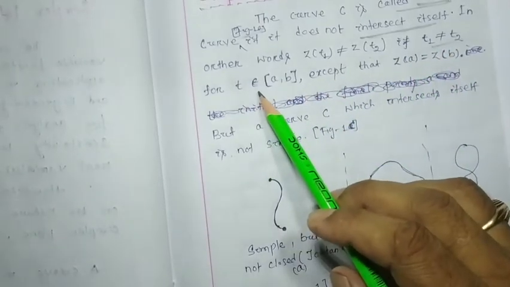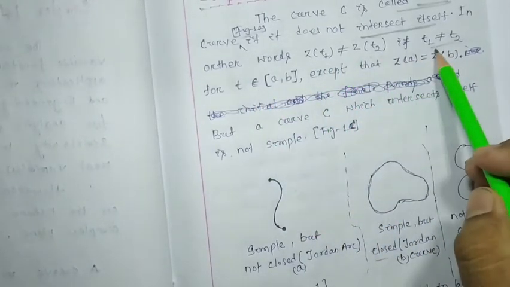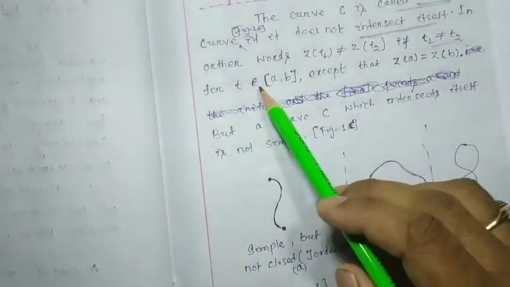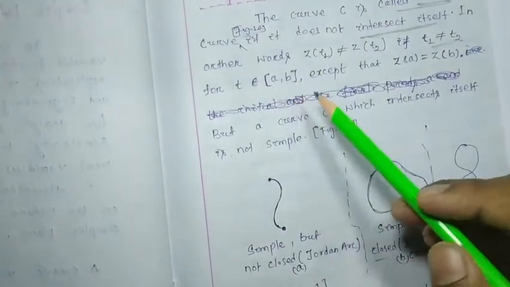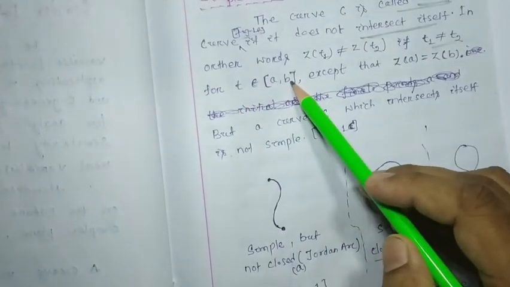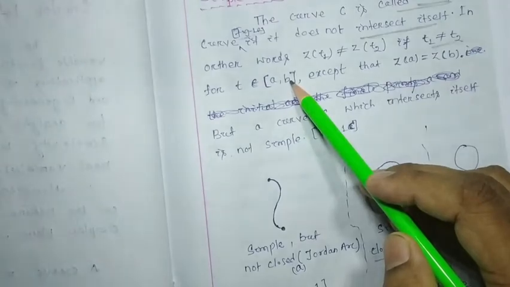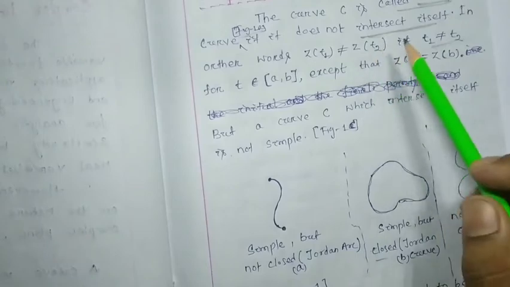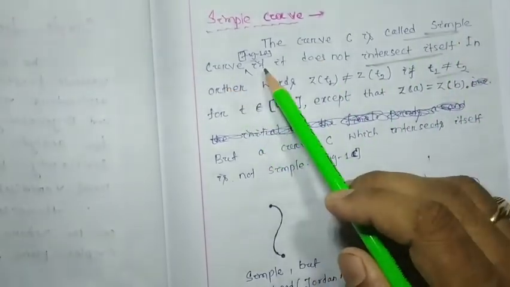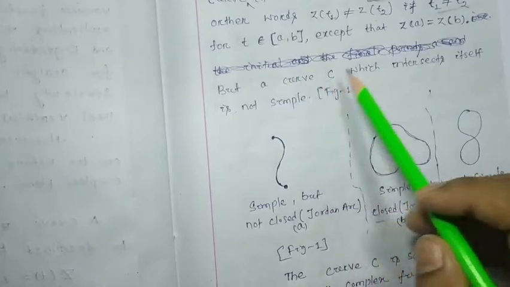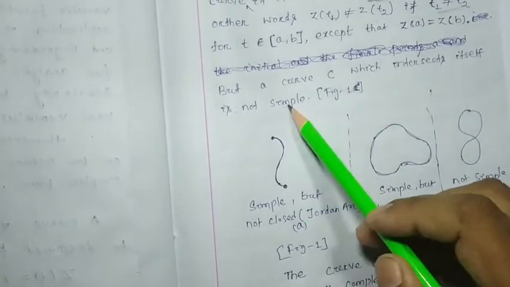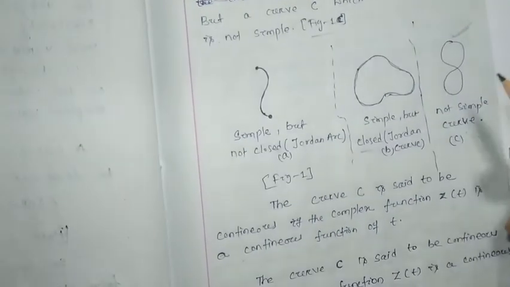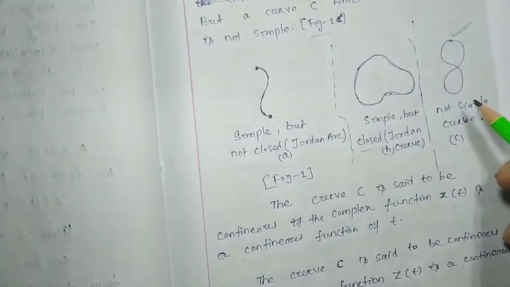That is, if t1 is not equal to t2, for t in [a, b], t varies between a and b, but in between that the curve is not going to intersect, then we say that it is a simple curve. But a curve C that intersects itself is not simple, like this one, that is figure C. If it intersects, then it cannot be called a simple curve.